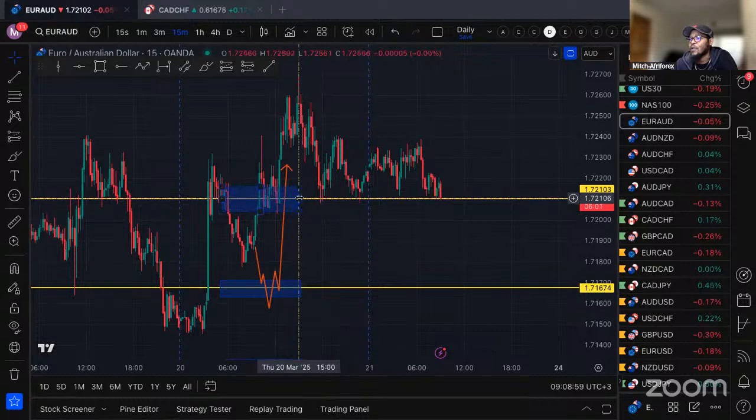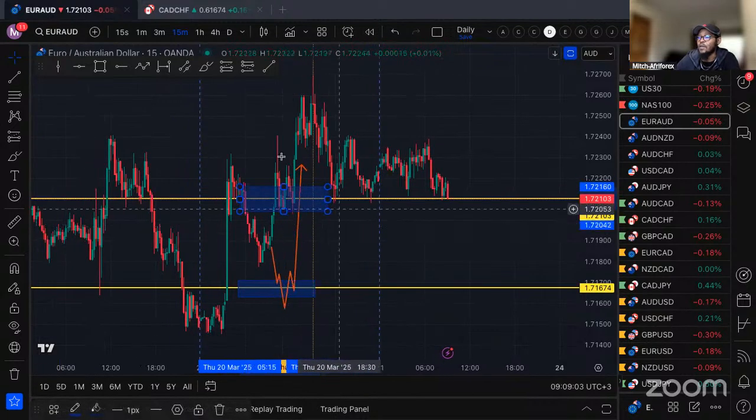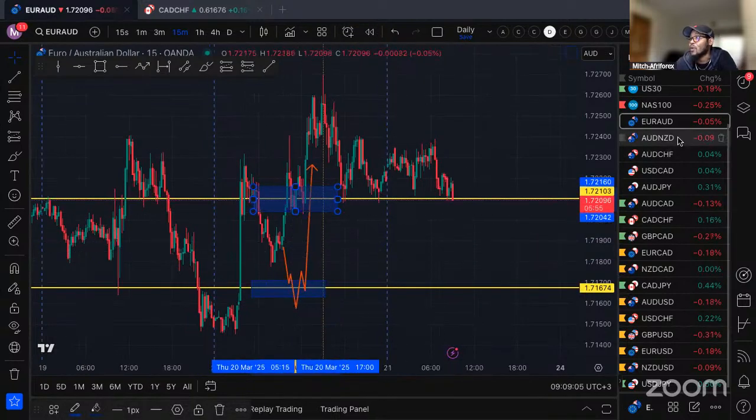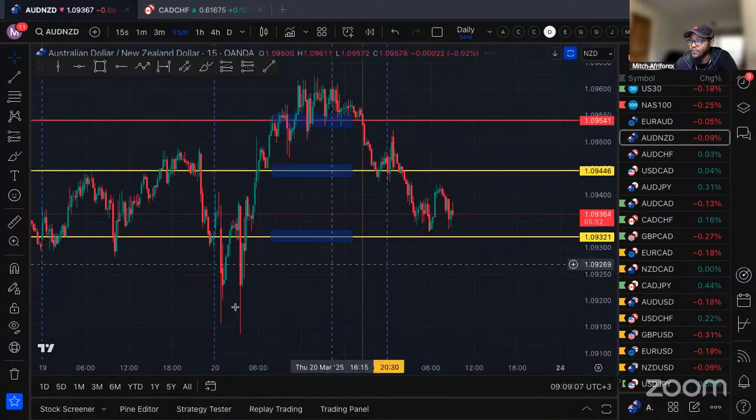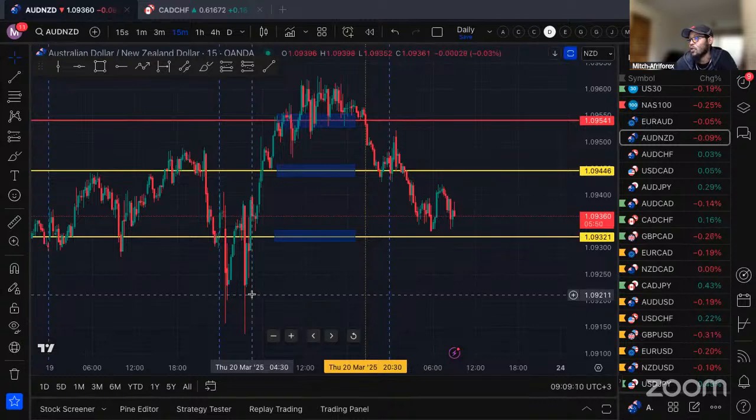Now, even though it's still holding above this particular area, the fact that the euro fundamentals have also switched, that's the reason why this is a pair that we're not going to be focusing on today. Now, the next pair we did have was the Australian dollar against the New Zealand dollar.